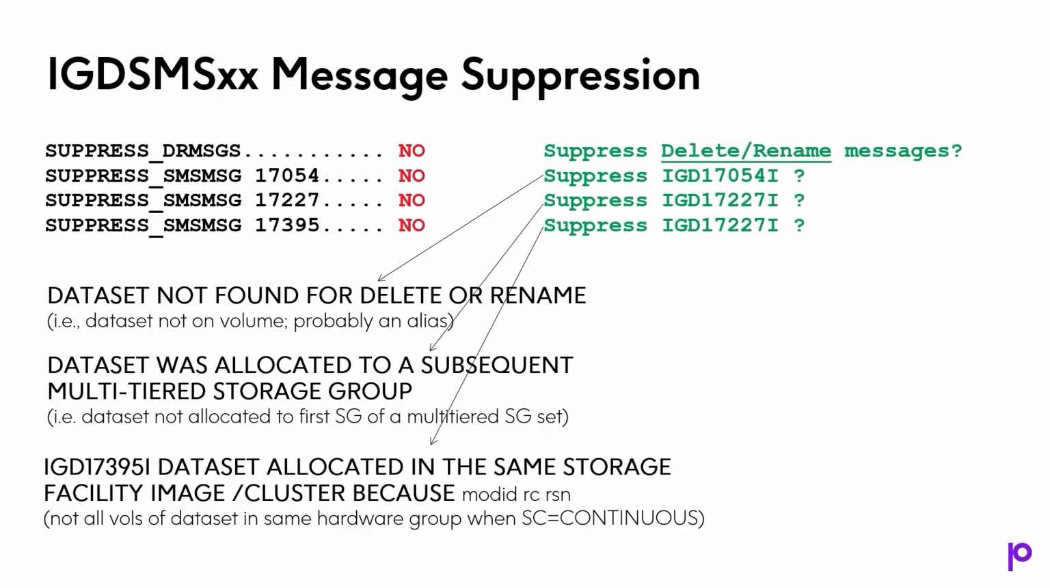If I'm trying to delete or rename a dataset and the dataset's not on that volume, perhaps because it was an alias, I would normally get message IGD17054, or a dataset was allocated to a multi-storage group, or a dataset was allocated in the same storage facility. You might see a lot of these at a DR site, and they can flood the console, so you can turn these off just by SUPPRESS_SMS_MESSAGE or DR message.